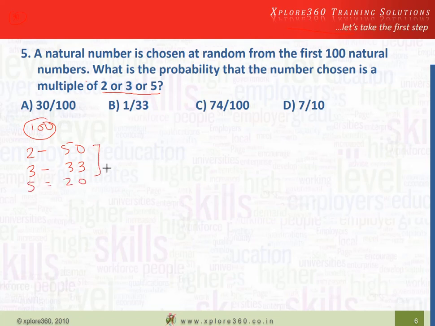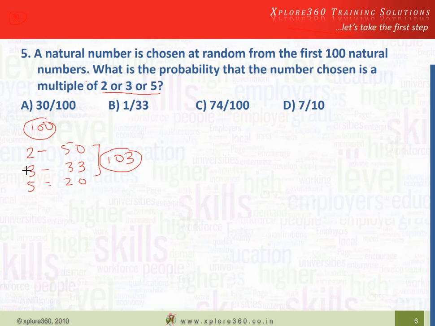So the sum is going to be 103, right? But 103, you know it's not the case. Why? Because you have counted a lot of numbers which are multiples of 2 and 3, 3 and 5, and 5 and 2 extra. So what you have to do is subtract those numbers which you have taken twice, right?